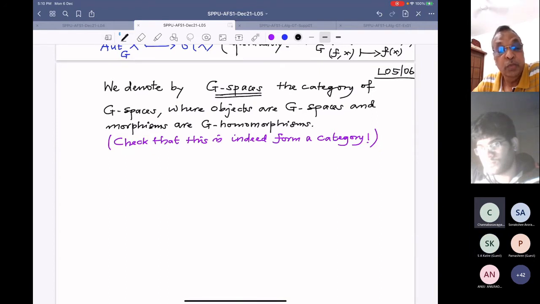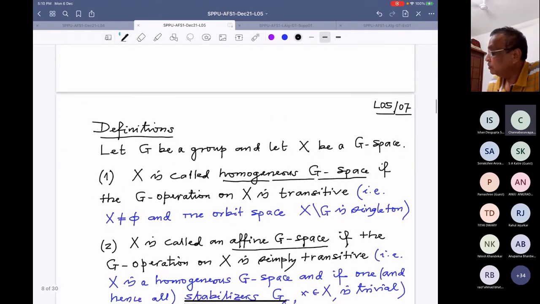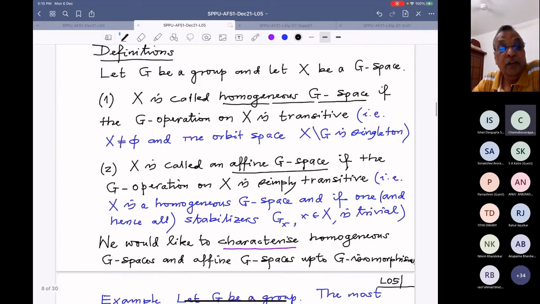All right, so you may put off your video if you wish. So that is the category of G spaces. Now, is the definition of category of G spaces clear to you, Ishan? Yes, sir. All right. So I will go on now. And now I want to make some definitions.